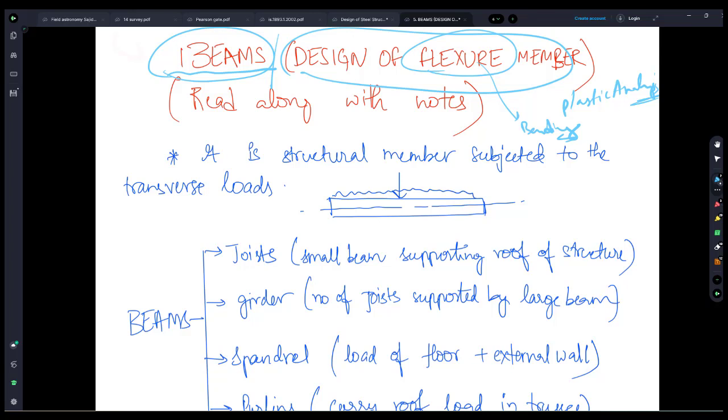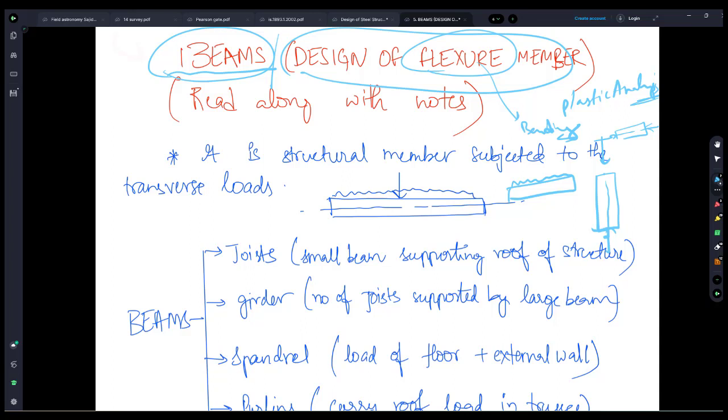Okay. So how to define this beam first of all? How to define this flexure member? Let us try to understand. See, we have studied columns recently, right? In columns, the load tries to pass along its longitudinal axis. Agreed or not? But if a load is acting transverse to a member, then this type of member we call a flexure member.